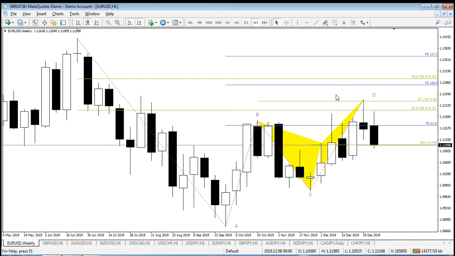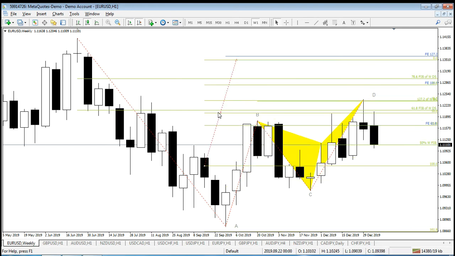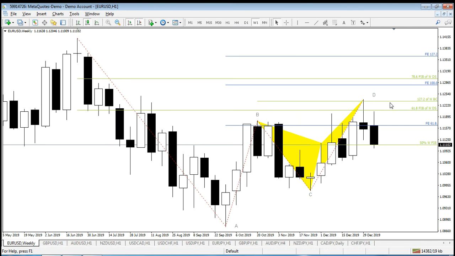So that is the classical ABCD, which is considered a reversal pattern. If we plot the Fibonacci tool from this to this point, you can see that the C point has been made at 61.8, that is the 61.8% retracement against the move from A to B. So the BC is very mathematically correct, and CD is also correct because CD is 127.2% of BC. So this ABCD is said to be completed as per this classical style of ABCD.